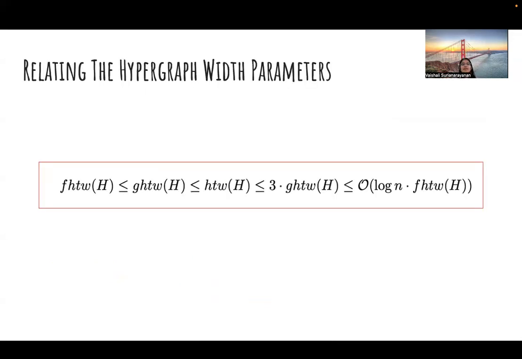Now, we are ready to relate all the hypergraph parameters. So fractional hypertree width is at most generalized hypertree width, which is at most hypertree width, which is at most 3 times generalized hypertree width, which is at most log n times fractional hypertree width, right? So all the width parameters are at most about log n times away from fractional hypertree width, right? So in our work, we are approximating fractional hypertree width, but because of this relation, we can also approximate generalized hypertree width and hypertree width.